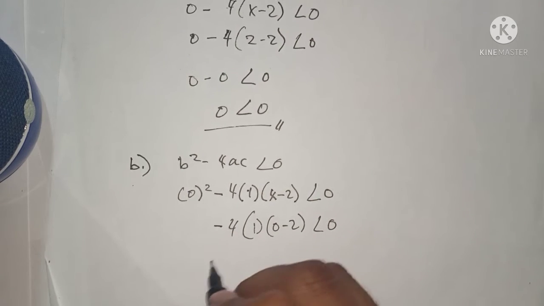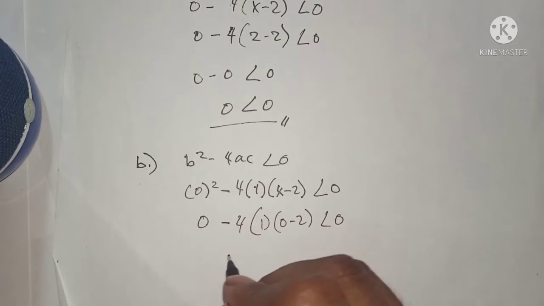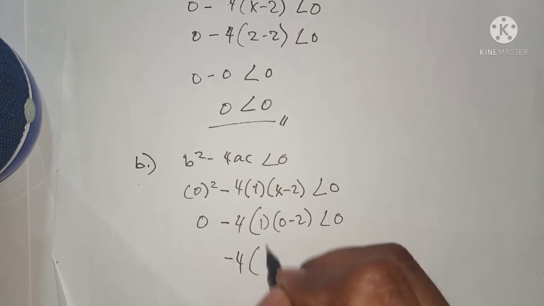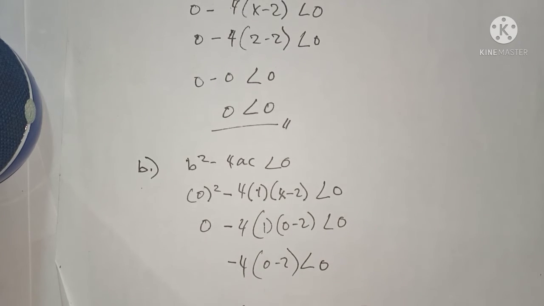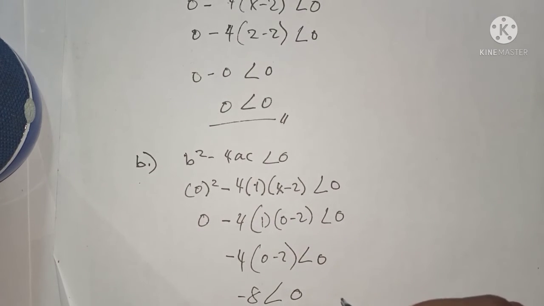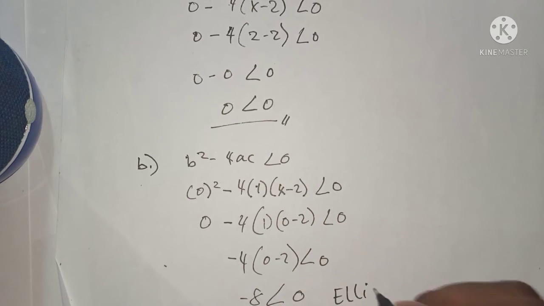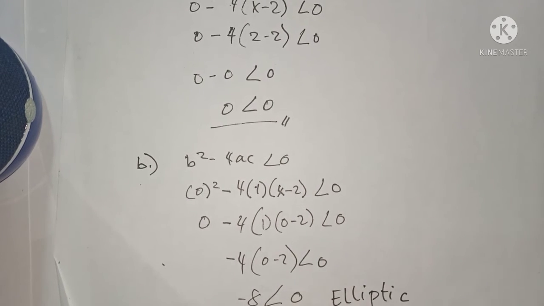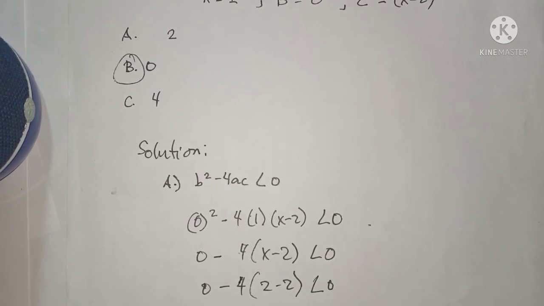Kaya na lang natin na negative 4 times 0 minus 2 less than 0. So 4 times 0 is 0, negative 4, negative 8. So negative 8 less than 0 is elliptic. So ito yung answer. The answer will be letter B. So yun yung value ng x.